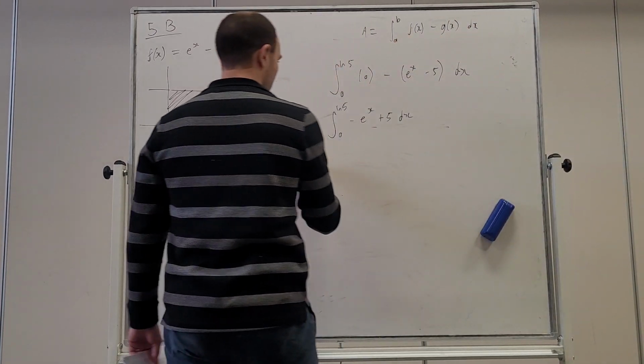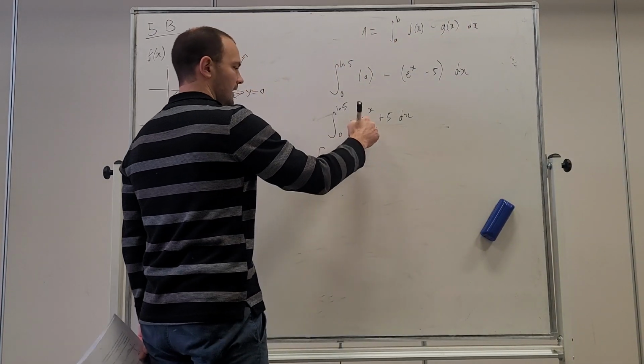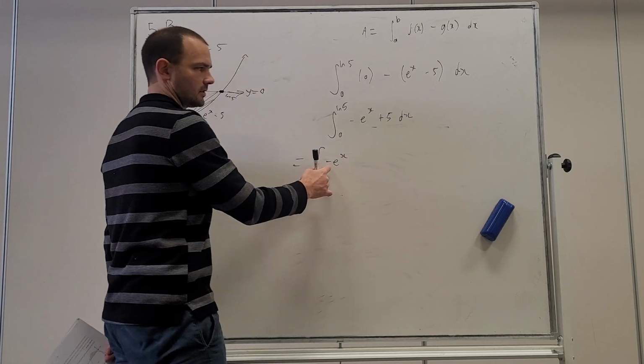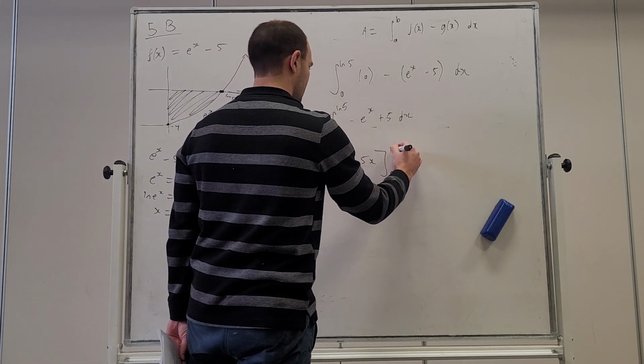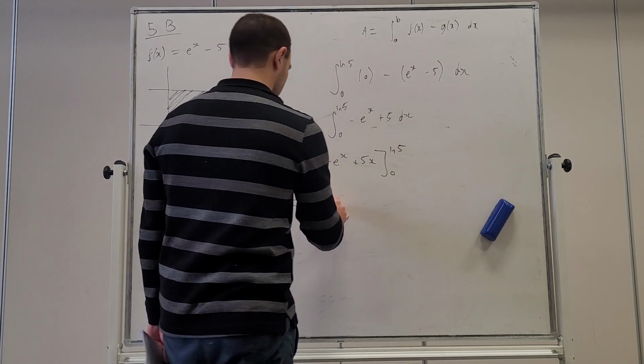Let's go through and do that. Now, the integral of e to the x is just e to the x. The negative just hangs out the front. Integral of 5 is 5x from 0 to ln 5. We'll plug that in.